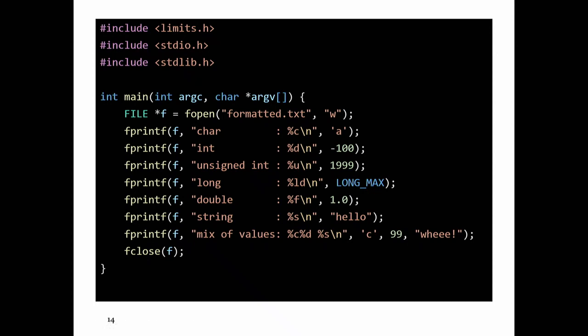%d writes an int. %u is unsigned. %ld is a long int. %f is floating point. printf is weird. It's a little bit different than fscanf. For fscanf, this should be %lf for a double. For printf, you can just use %f, and that will do float or a double. %s is a string. And again, just like printf, you can pass in multiple conversions if you like. So character, followed by a double value, followed by a space, followed by a string.